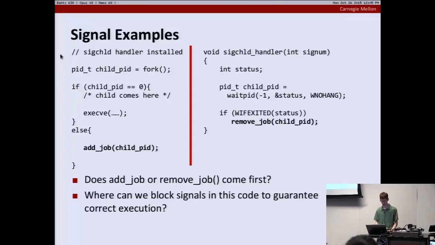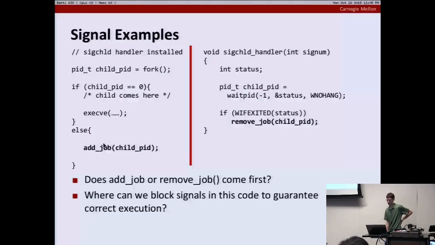So what do we have here? We had a job. Here we have some code. We fork. The parent adds a job to a list of jobs saying that this child exists. And then when the child exits, it's supposed to remove itself from the job list. That's what this is doing over here. So when it exits, it'll remove itself, and the parent is supposed to add it.